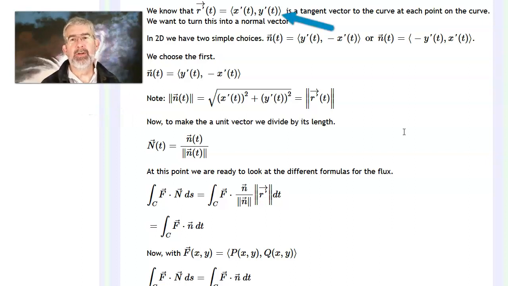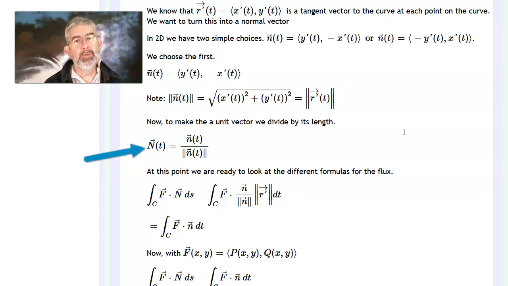You've got r prime up here. You're going to square the two components, add them up, take the square root. Down here, you're going to square the two components, add them up, take the square root. But the negative sign is going to go away here, the minus x prime, because minus x prime times minus x prime is going to be positive x prime squared. So the length of that normal vector is the same as the length of r prime.